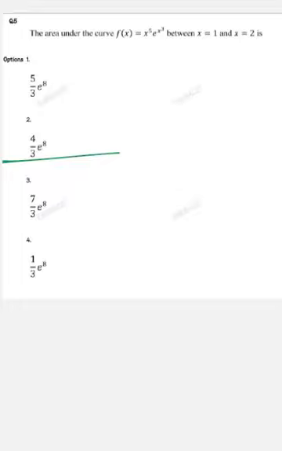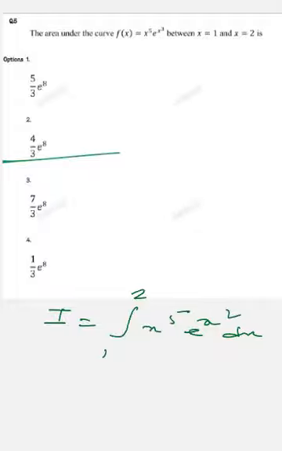Today we are going to solve a very important definite integration problem step by step with full conceptual clarity. The question is: find the area under the curve f(x) = x^5 e^(x^2) between x = 1 and x = 2. So mathematically we need to evaluate I = integral from 1 to 2 of x^5 e^(x^2) dx.